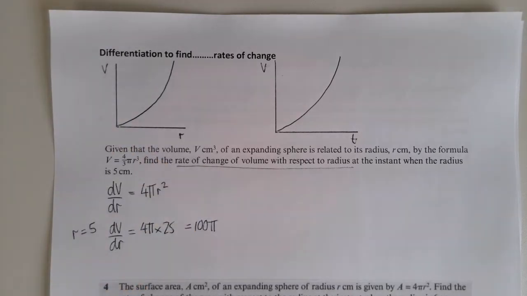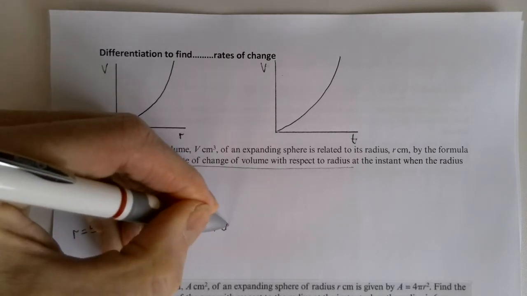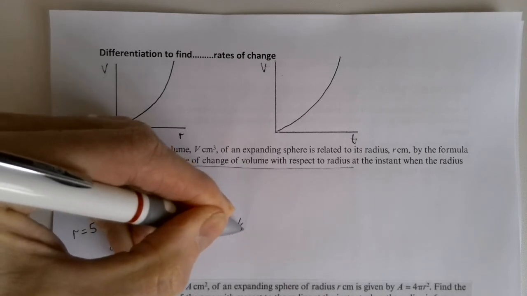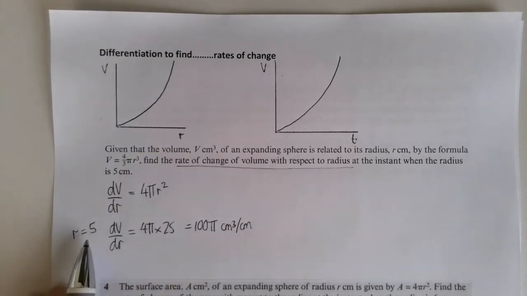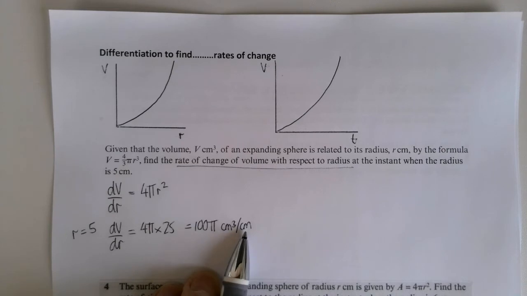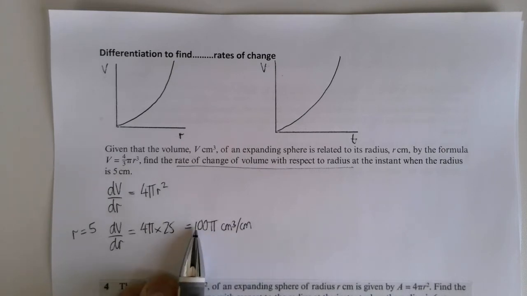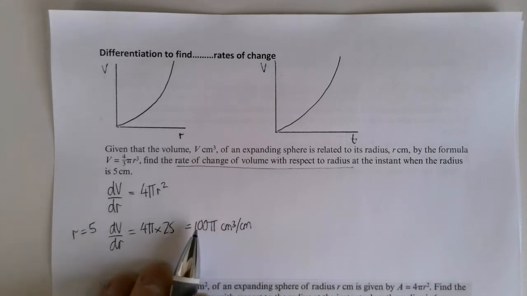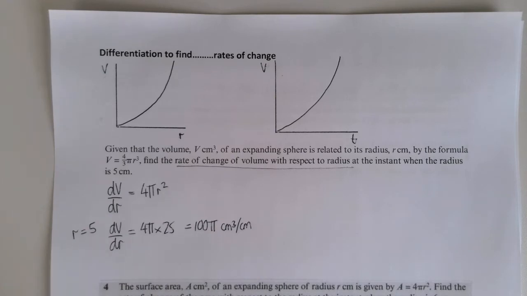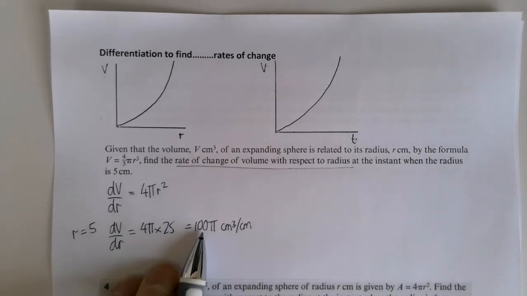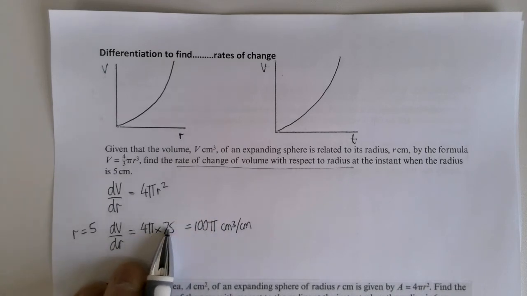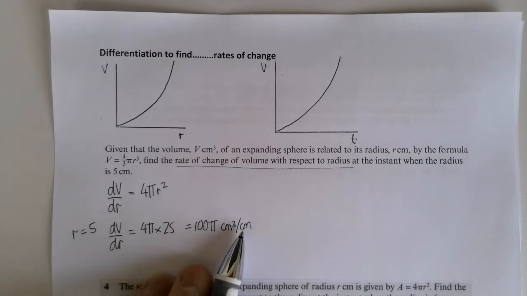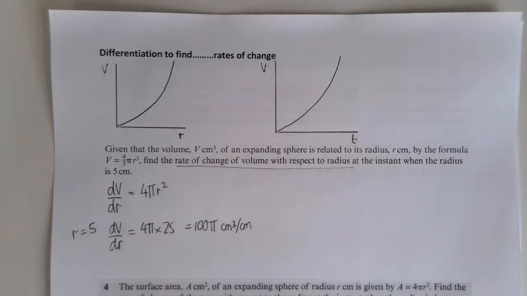Now, what are the units of this thing? Well, it depends on what the volume is being measured in. So it's centimetres cubed per centimetre. And what that means is, at the instant the radius is 5, every 1 centimetre increase in radius is making the volume 100 pi bigger. Of course, it only works at that instant, so it's a slightly confusing definition, because by the time you get to a radius of 6, this would be much bigger, because it would be 4 pi times 36. But that's what it's telling us. It's the rate at which the volume is changing at that instant.